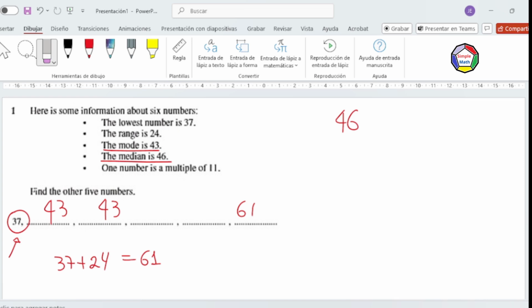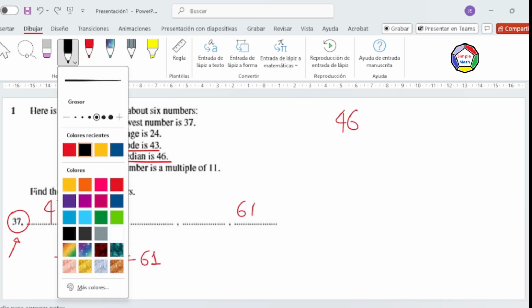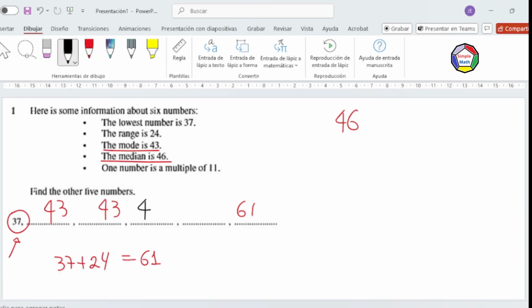It says the mode is 43, so it could be like we have it. And then it says the median is 46. If the median is 46, it's because 46 is probably in the middle, probably here. So let's copy 46 here to see what happened. And then it says that one number is a multiple of 11.